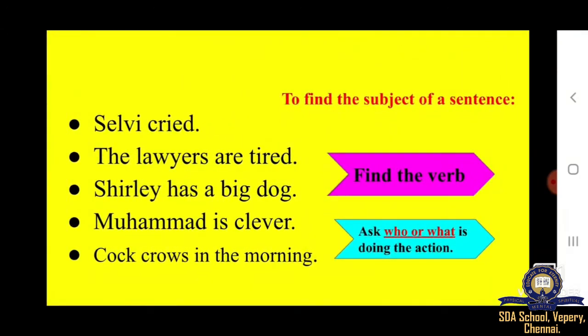And next sentence, Selvi cried. Selvi cried. So here what is the verb? Yes, cried is the verb. So if I ask question, who cried? Then my answer, Selvi. So here Selvi is the subject.